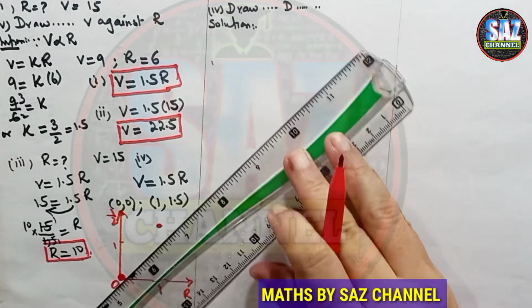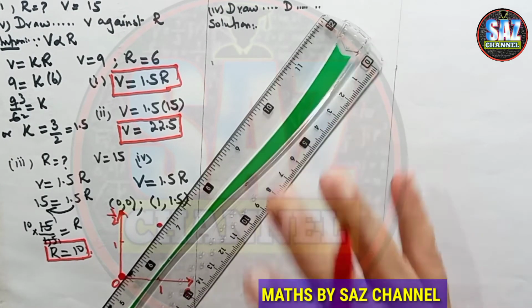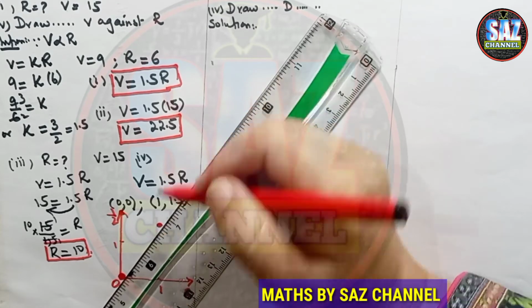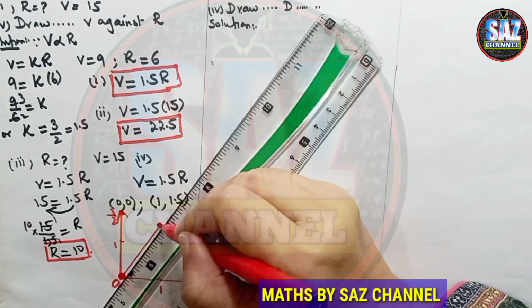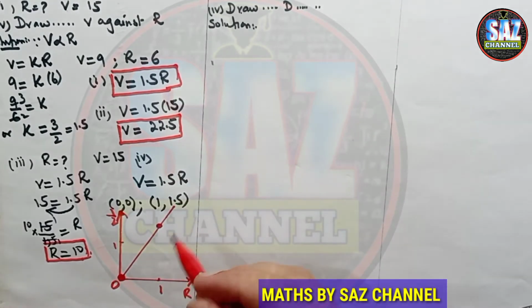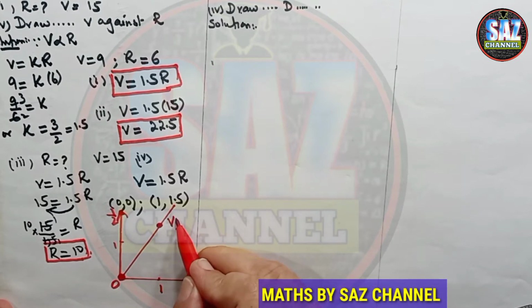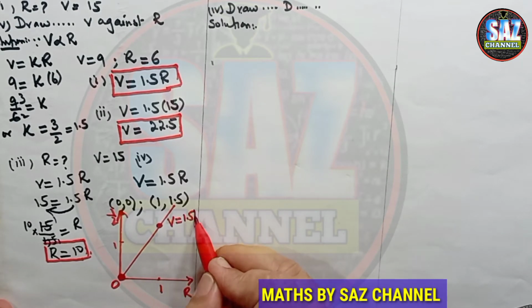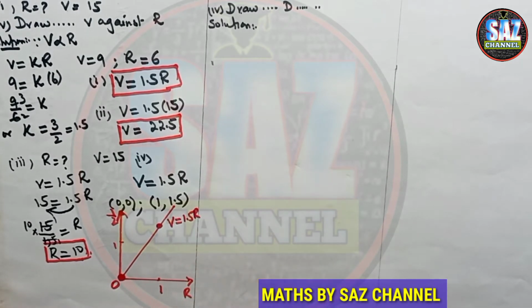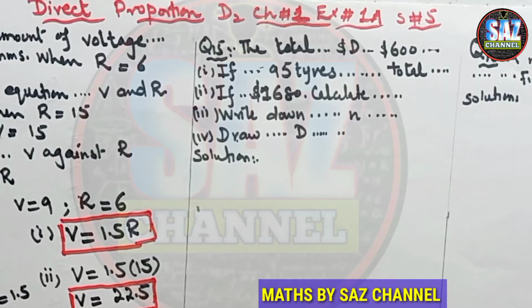Now I have to join these 2 points with the ruler. So the graph for V and R, that will show the relationship V equals 1.5 R, will be like this. It will pass through the origin because this is the graph for direct variation. Let's move to the next question. Question number 15. Let's read the question first.